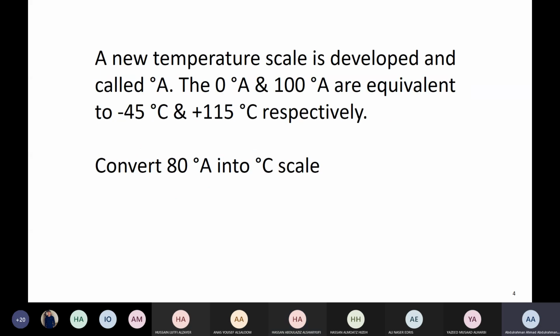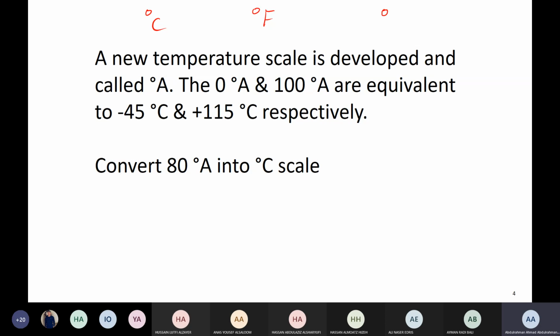I have this good question for you. We know that in this scale, what's the scale called? Degree Celsius. Okay. What about this one? Fahrenheit. Fahrenheit, and this is Celsius.